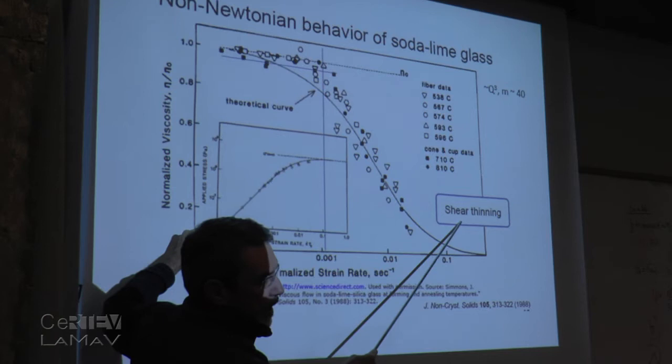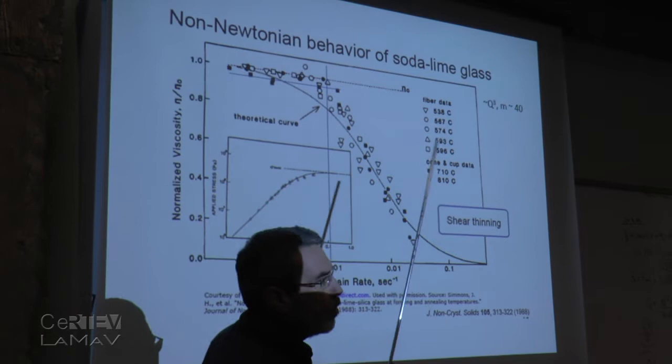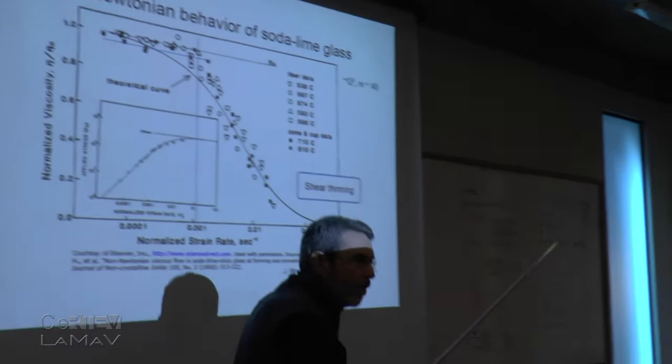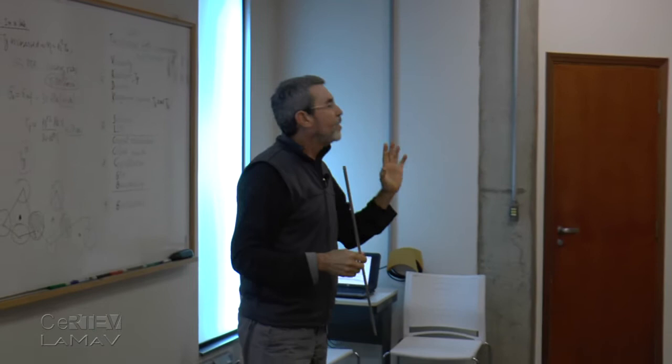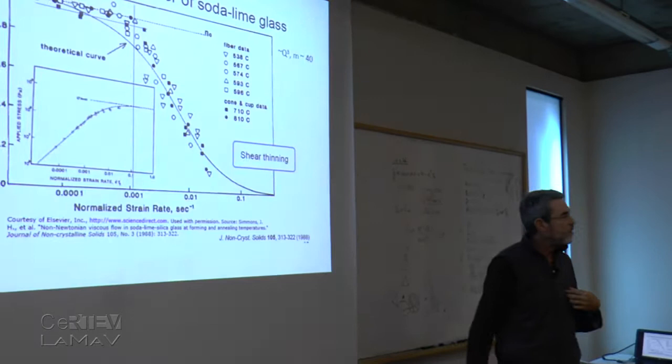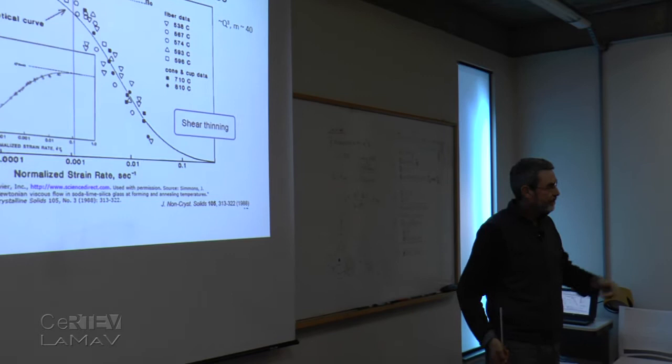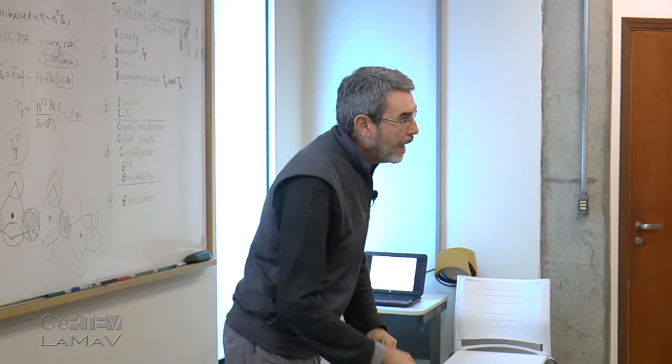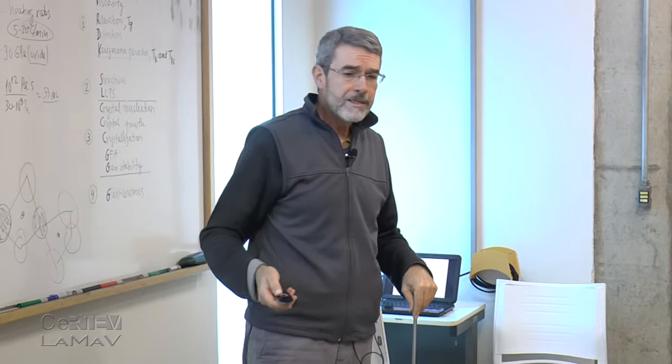But luckily, most commercial operations work in this range here. You know, commercial forming operations, they're not so fast. So it's Newtonian for commercial operations. But if you're dealing with pulling fibers, for instance, at a very high speed, it'll be here. So the actual viscosity is smaller than the viscosity that you have measured in the lab. Okay, so keep in mind that people in books say that glasses are Newtonian, but not always. And most are not.